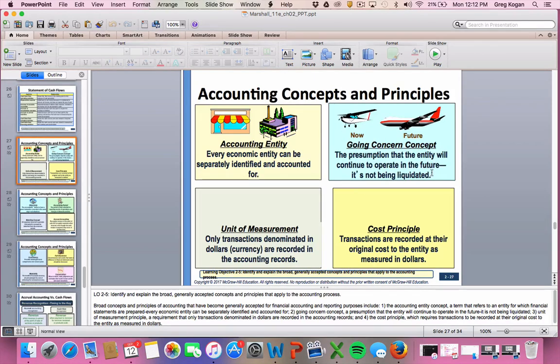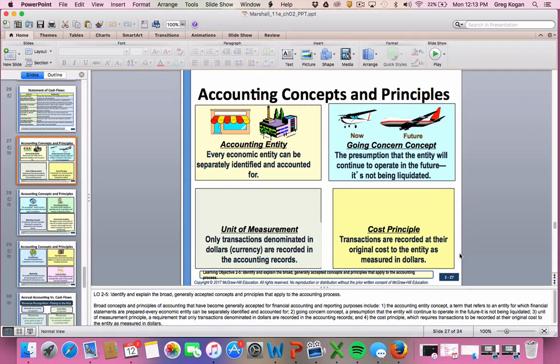Going concern. Accounting is always looked at from a perspective of what's going on now and what's going to happen in the future. Basically, we are aware that the entity is not going to be liquidated, that the entity will continue to operate as is. And if not, then we have to disclose it. Unit of measurement, we're basically using a dollar. Once cross-currency things come up, it's very different.